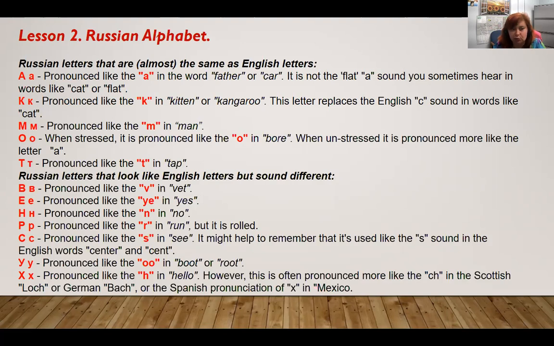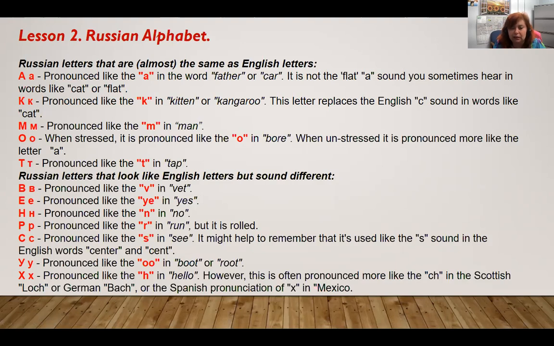Russian letters that look like English letters but sound different. So letter B, sound B, is absolutely different from letter B in English. So this letter right here is V, and it sounds like V in the word vet.